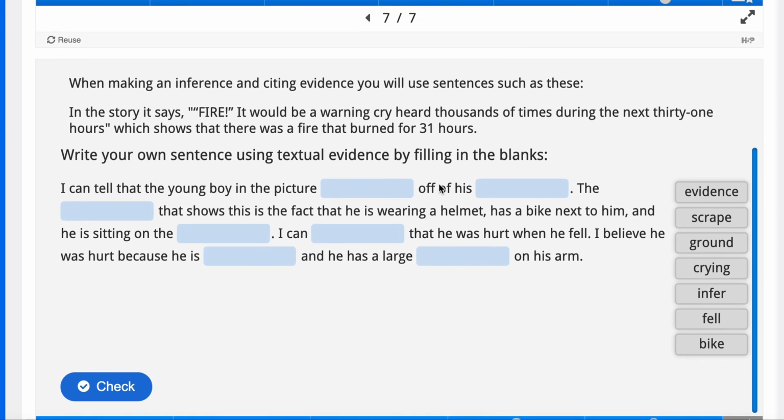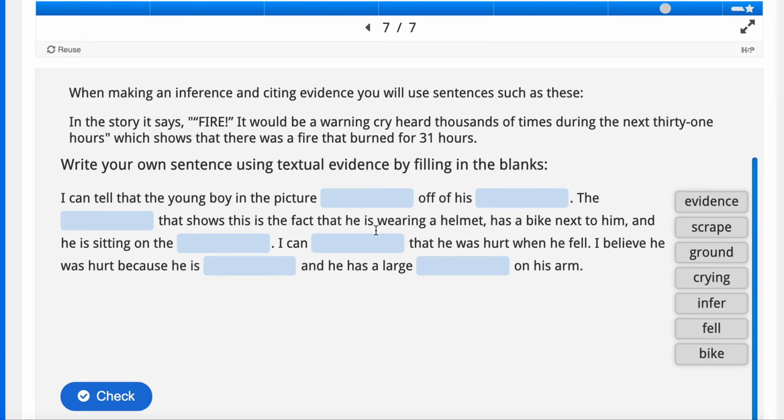Okay, now, how do you actually write a sentence where you use textual evidence to support your inference? So here's an example. When making an inference and citing evidence, you will use sentences such as these. In the story, it says, and then this is where you put your quote, fire. It would be a warning cry heard thousands of times during the next 31 hours, which shows that there was a fire that burned for 31 hours. So you put your quote in there or your paraphrase, and you explain what does that quote show you? What can you infer? What can you guess based on that quote that you showed?